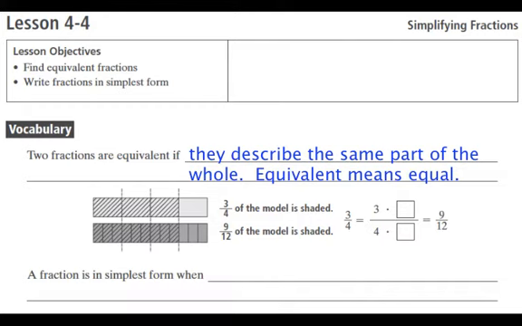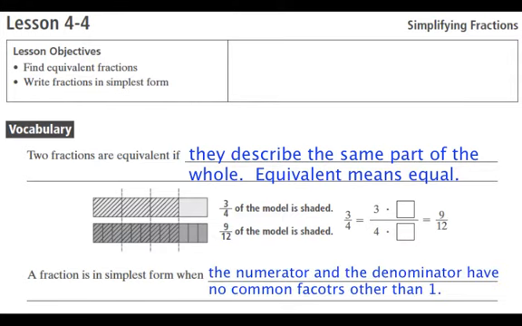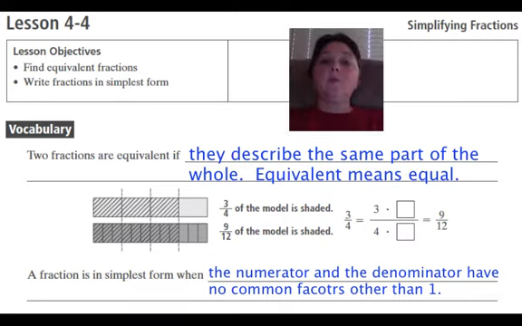Two fractions are equivalent if they describe the same part of the whole. Equivalent means equal. A fraction is in simplest form when the numerator and the denominator have no common factors other than 1. Pause the video if you need more time to copy down the notes.